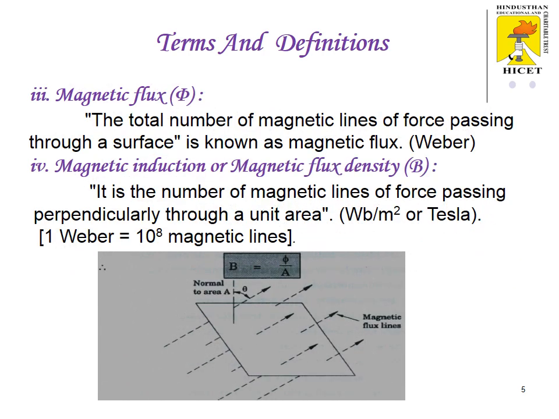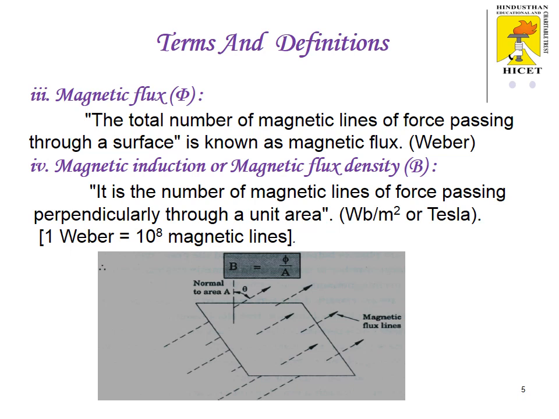The third definition, magnetic flux. The total number of magnetic lines of force passing through the surface is known as magnetic flux. How many magnetic lines of force are ejected out? That measurable quantity is called magnetic flux. Its unit is Weber.